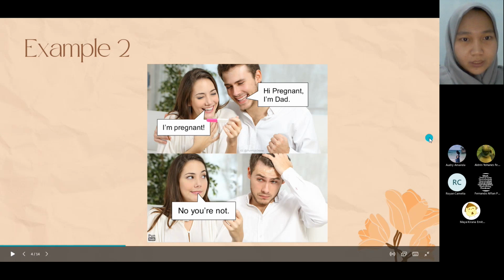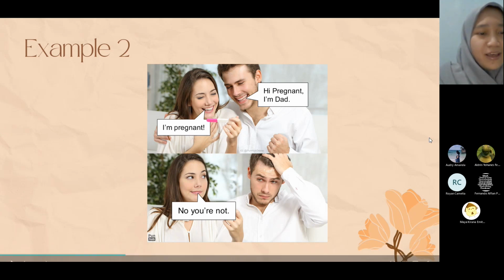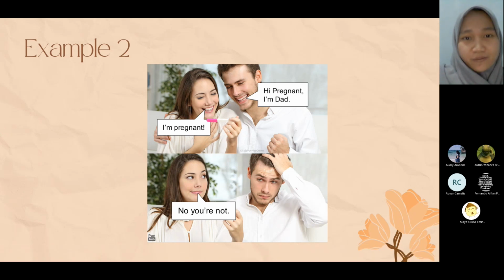And the second example is, as you can see on the screen, there are a wife and husband, and the wife says "I'm pregnant," which is the locutionary one, and the illocutionary is the wife telling the husband that she is pregnant, and the perlocutionary is "Hi pregnant, I'm dead," which is the hearer's reaction. So I think that's all from me. The next slide will be presented by Royan.